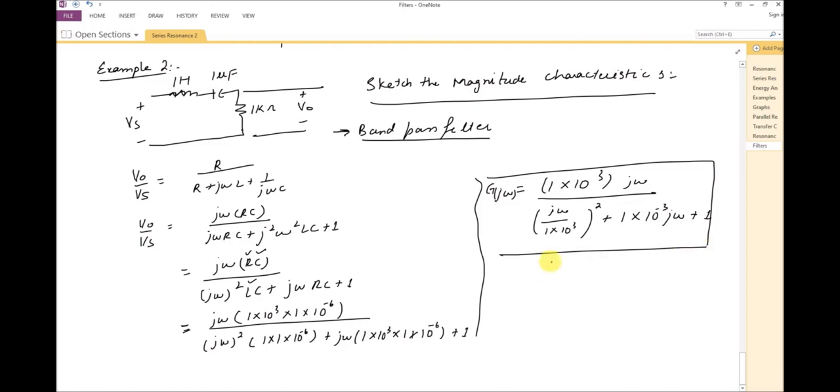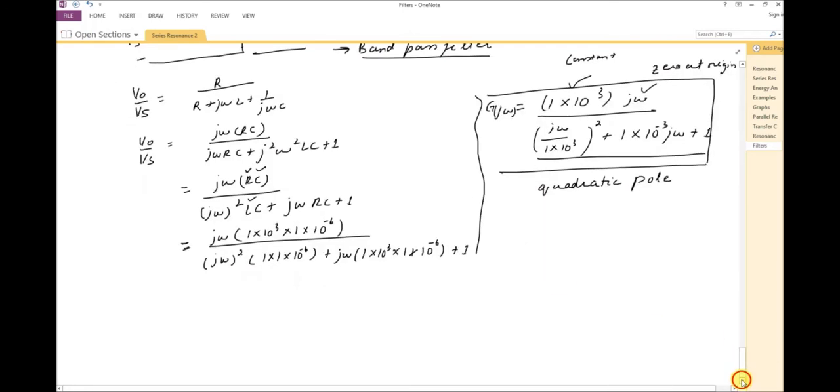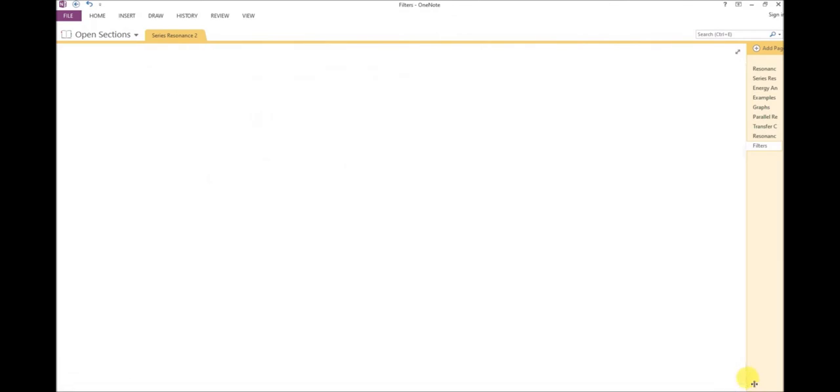So now if you look at this transfer function, we have three different terms. The first one is constant, which is equal to 1 into 10 raised to minus 3. The second one is zero at origin, and the last one is quadratic pole, right? So now if I have to draw or sketch the magnitude characteristics, first I will write down the transfer function again.